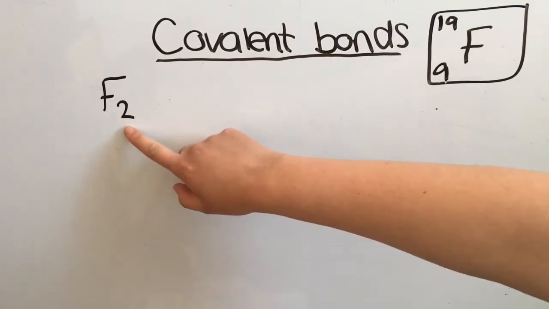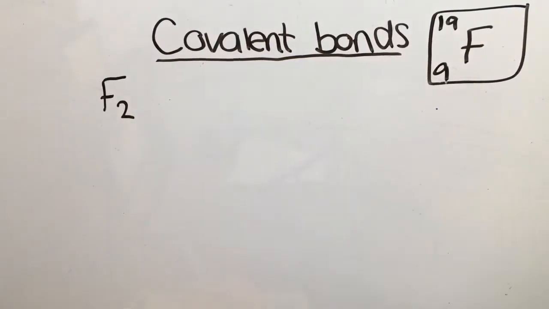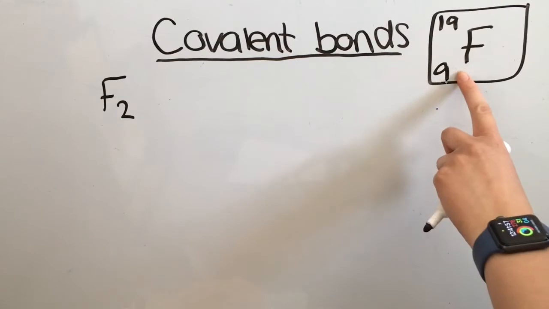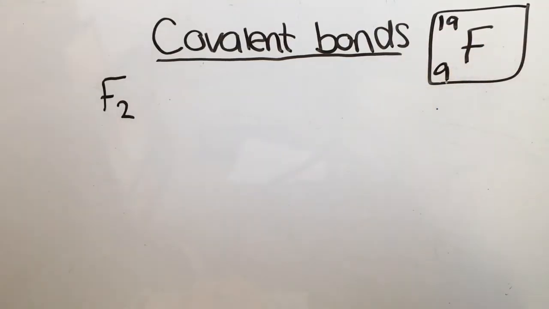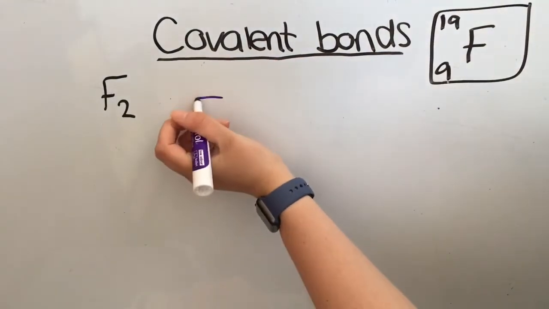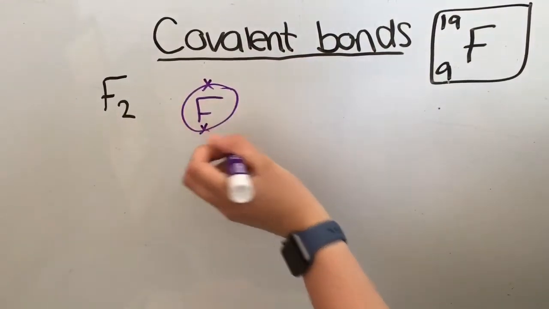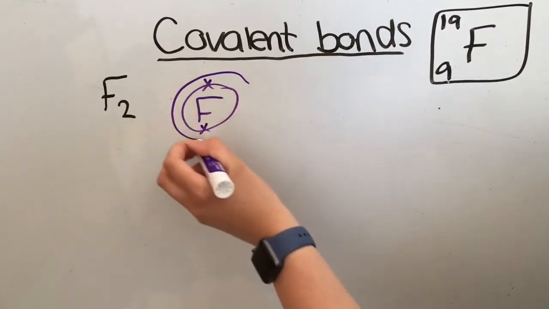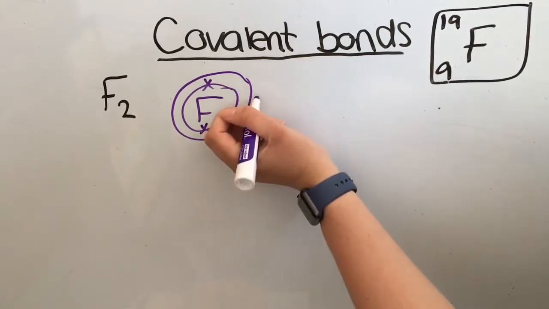And fluorine, that's F2, is a type of covalent bond we're going to draw first. What you need to do to start with is draw the atoms. The lower number is 9, so that means that's the number of electrons. So I'm going to draw a fluorine atom. First shell, maximum of 2. Second shell is a maximum of 8. We've only got 9 though, so we can only fit 7 in the outer shell.